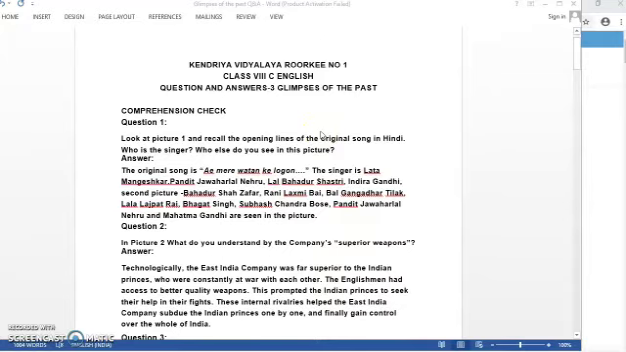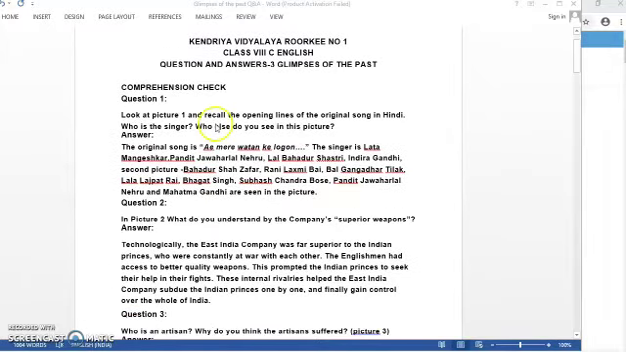Today we are going to take up question answers of Lesson 3 from your book Honeydew, Glimpses of the Past. We have completed the lesson, and now we are going to take up comprehension check. Now, this lesson is in the form of pictures. Look at picture 1 and recall the opening lines of the original song in Hindi. Who is the singer? Who else do you see in the picture?